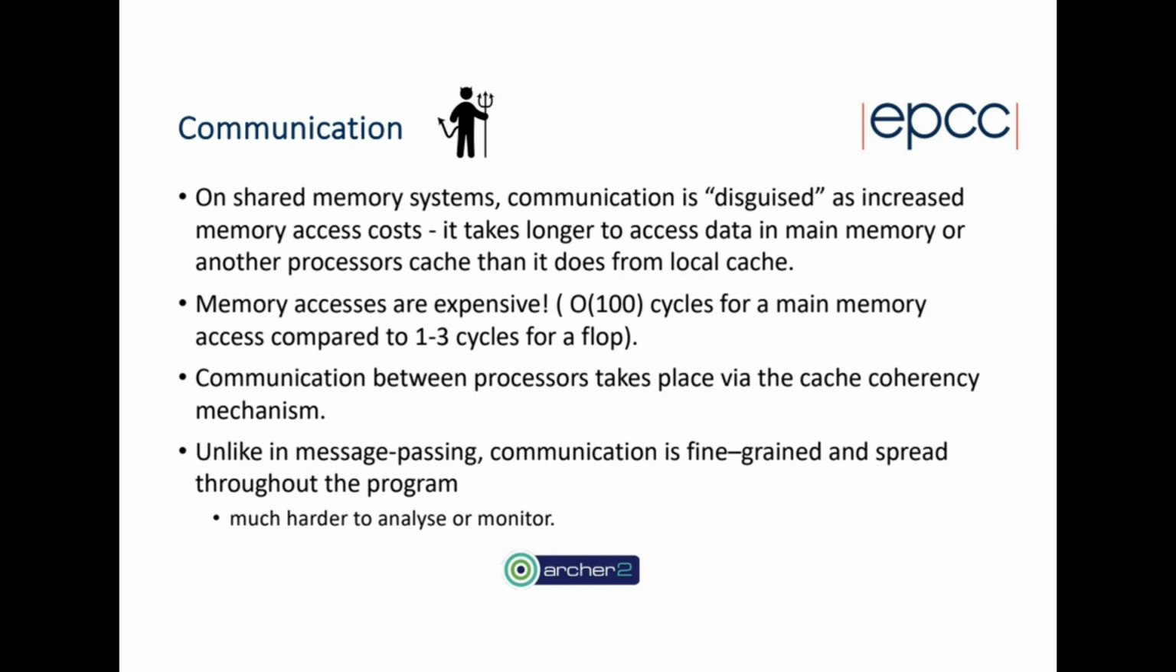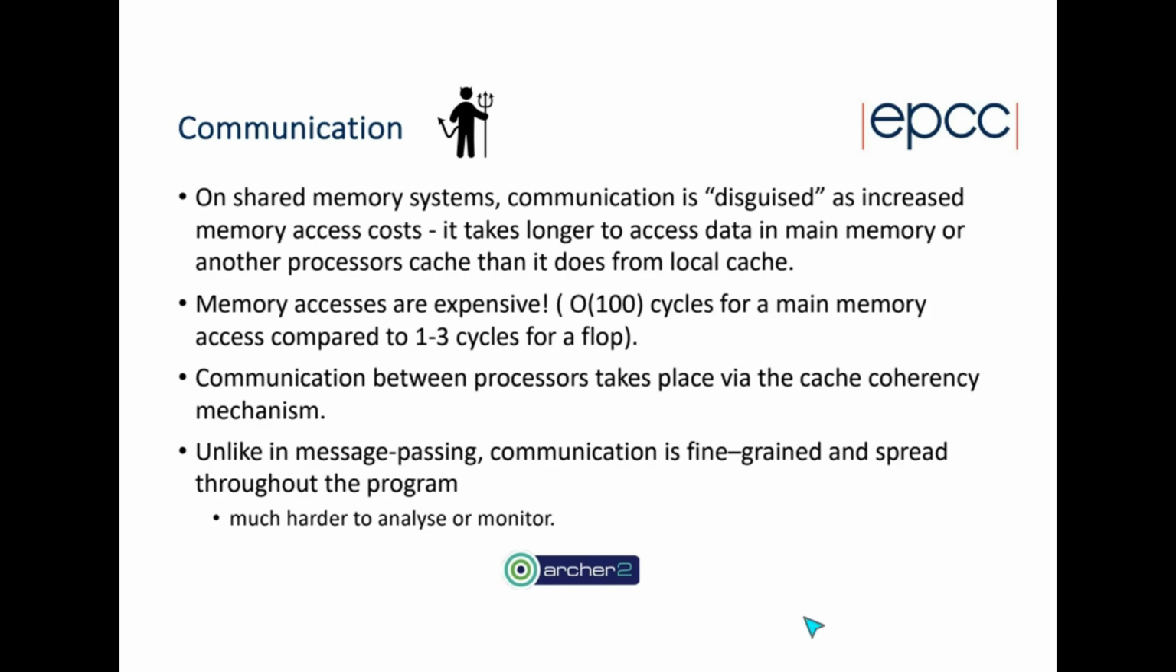The next possible source of overhead is communication, and this is where it gets a little bit trickier. The reason why this is hard is that on shared memory systems, communication between threads is kind of disguised. It shows up as increased memory access costs. Okay, so we'll see that what's happened is that loads and stores will take longer in a parallel context than they would in the equivalent sequential code.